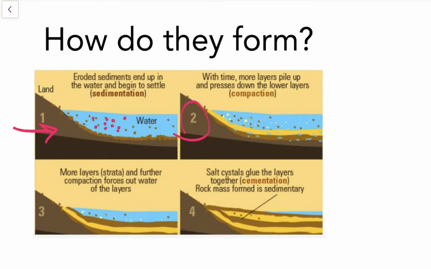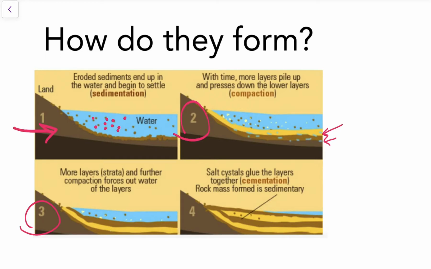In step 2, it says, with time, more layers pile up and press down the lower layers. Compaction. So as more sand or sediment enters the water, you get new layers on top of old layers. And this creates some pressure, which helps to smush the older sediment down even more. It compacts it. Step 3, more layers. In earth science, we call layers strata.